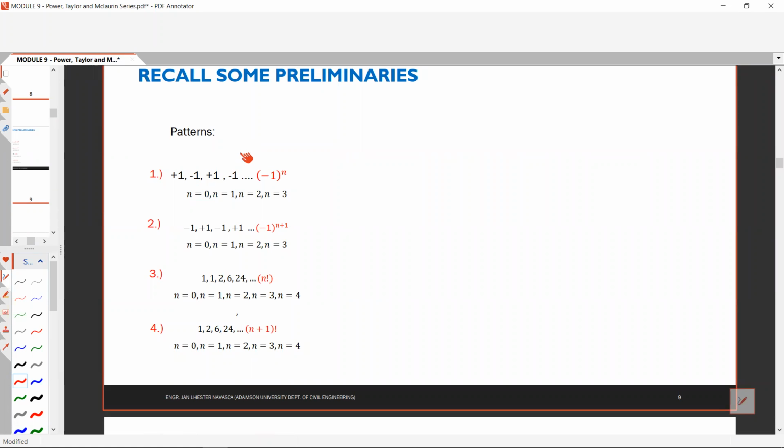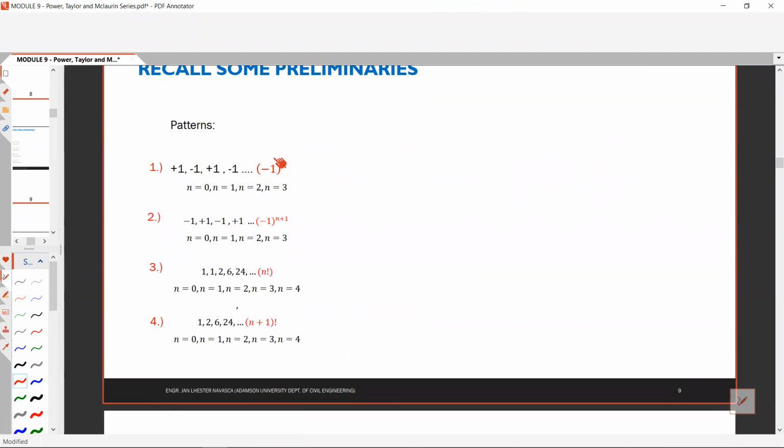If you see that merong pattern na positive 1, negative 1, positive 1, negative 1, nag-start sa positive 1, and n is equals to 0, 1, 2, 3, 4, 5 and so on and so forth. Okay? That is negative 1 raised to n, starting from 0. Okay, so if you see a pattern naman, nag-start ng negative 1, positive 1, negative 1, positive 1, that is negative 1 raised to n plus 1, starting from n equals to 0.